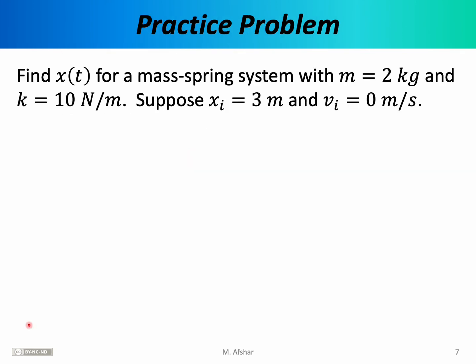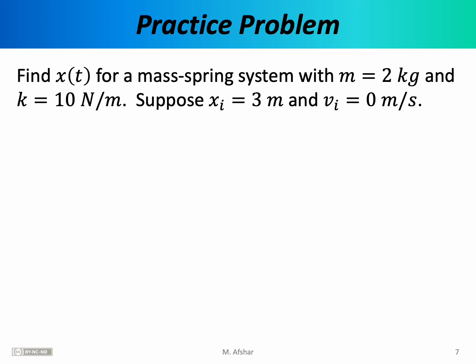So let's do a practice problem now, and in solving this practice problem, you will see how those two unknown parameters A and phi are really solved for. Once again, we have a mass spring system, and we want to know what this mass spring system is doing. We want to know its position as a function of time. More precisely, find x of t for a mass spring system with m equals 2 and k equals 10. Suppose x initial is equal to 3 and v initial is equal to 0. Here I'm giving you the initial conditions. I'm telling you that this mass spring system begins its oscillations with an initial speed of 0 and initial displacement of 3 meters.